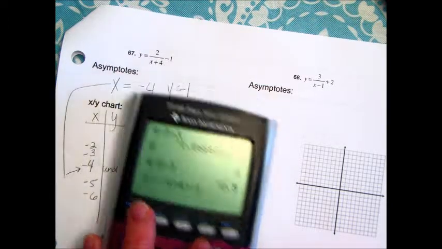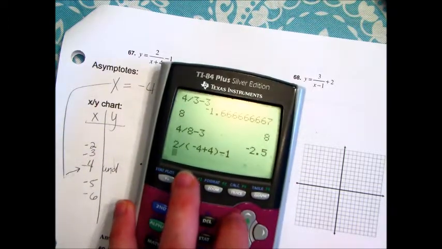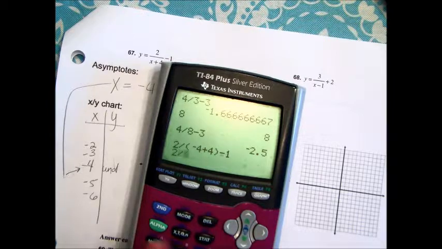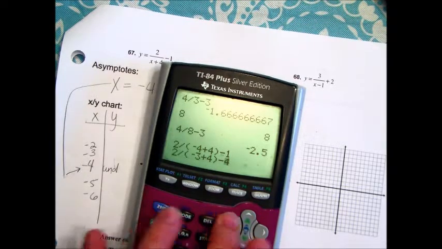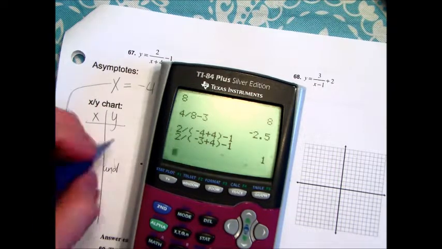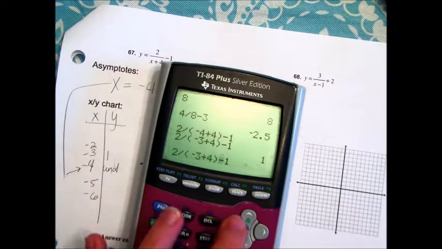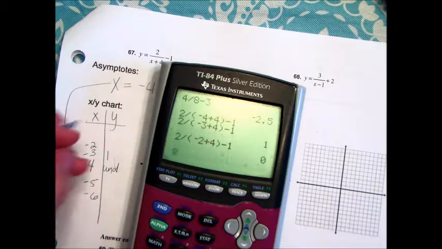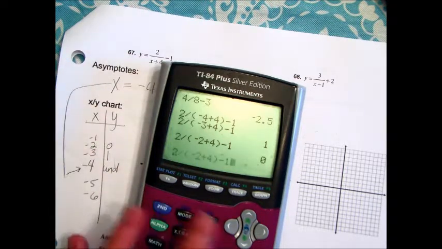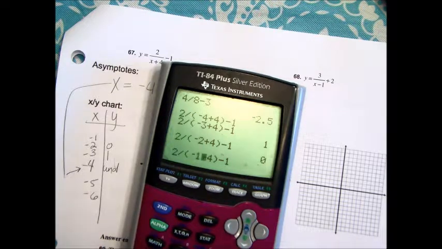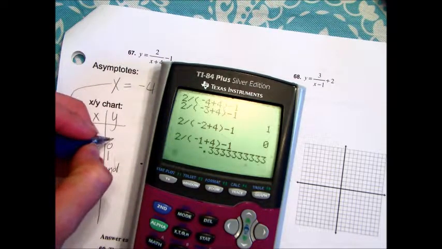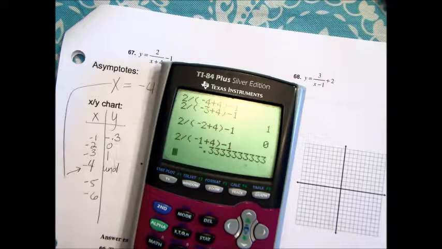Okay. Let's see what -3 does. 2 divided by -3 plus 4, minus 1. Okay, so that's going to give me 1. Now let's try -2. It's going to give me a 0. Let's try -1 and see what happens. Just enough to get the shape. Okay, we'll give those a shot.